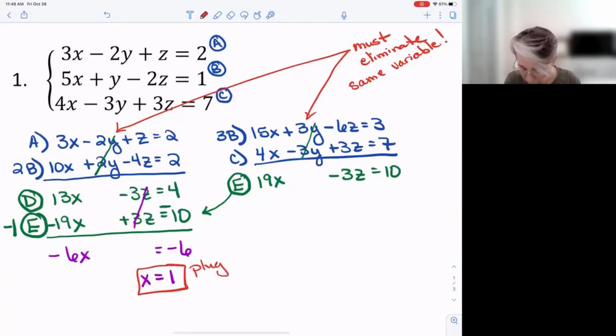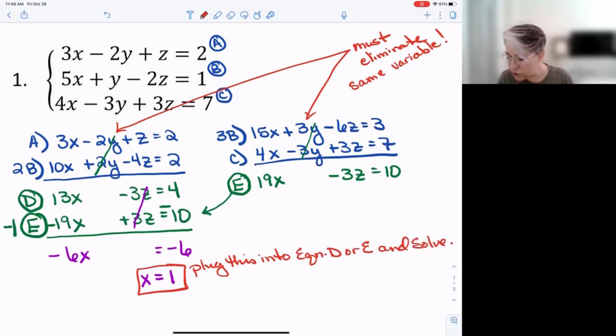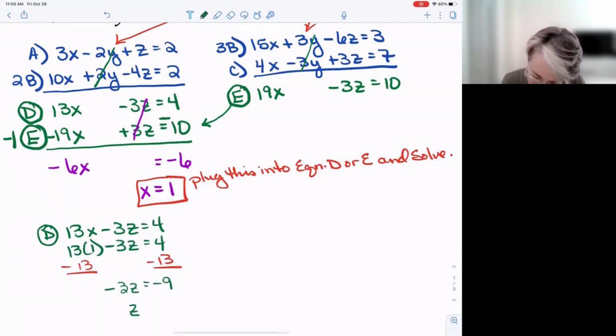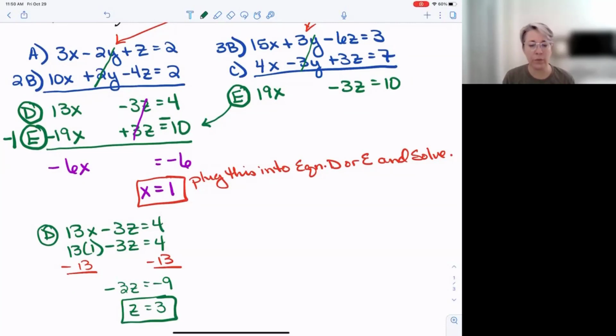We are going to plug this into equation either D or E and solve. In other words, we're going to create another equation with only 1 unknown. So we can choose equation D. Equation D is 13x minus 3z equals 4. We're going to plug in 1 for x. So when we solve for z, we get z equals a positive 3.